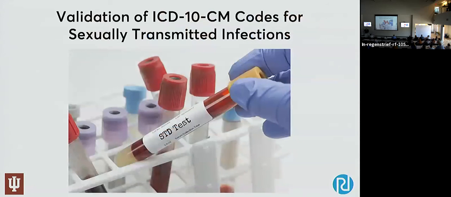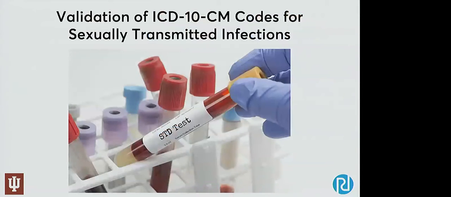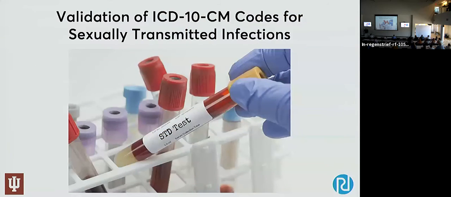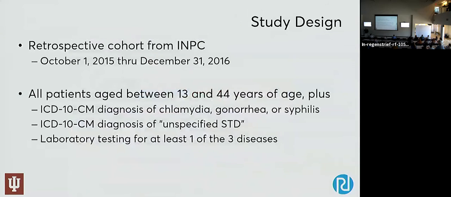So the project that we did was we wanted to look specifically at validating ICD-10 codes for STIs, given the dearth of evidence in the literature. This was a retrospective cohort that we pulled together from the INPC, starting with the cutover to ICD-10 in October of 2015, all the way through the end of the first year, which was 2016.